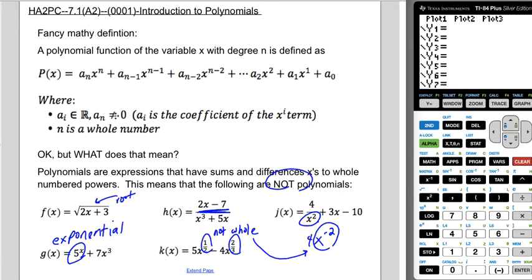One of the reasons we want to be able to identify polynomials is that they're really happy, easy functions to do math with. So we're going to really enjoy when we get polynomials in math. Sometimes we're going to see other things like exponentials or things with roots, but polynomials are really nice, happy functions.